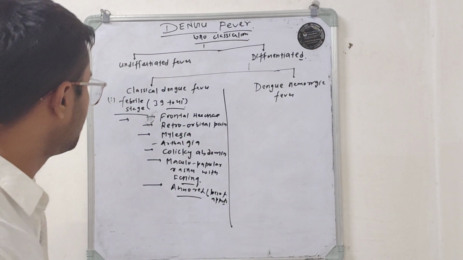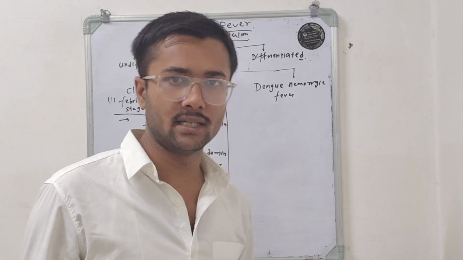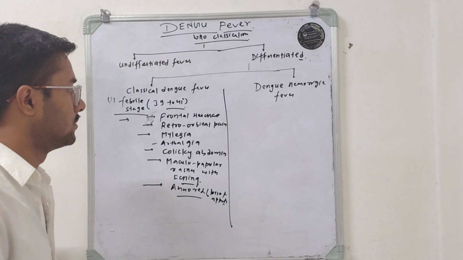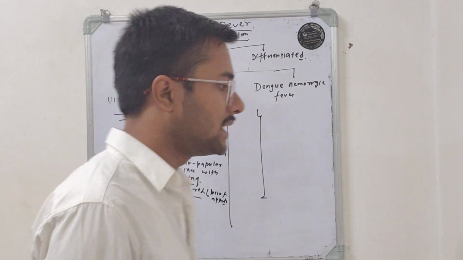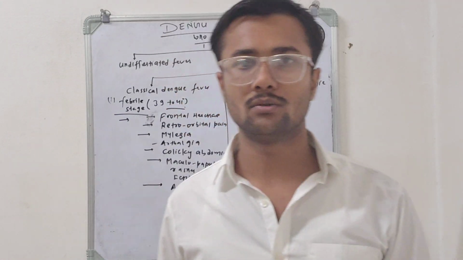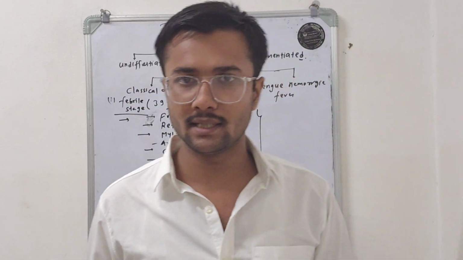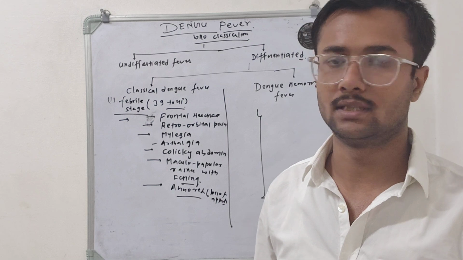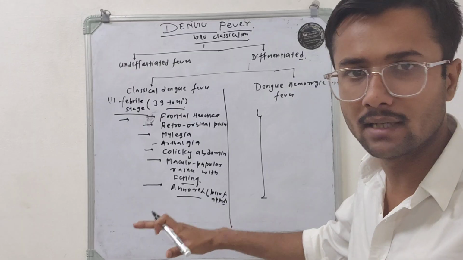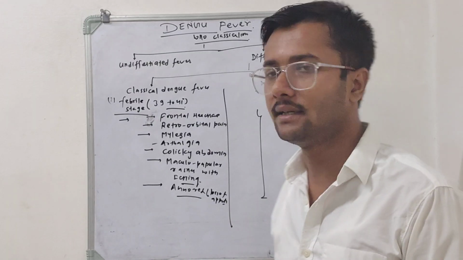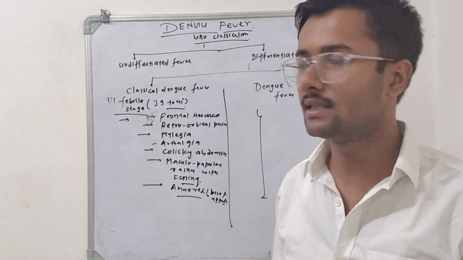So these are the common features that you see in the febrile stage in both classical dengue fever and dengue hemorrhagic fever. Now the question arises, how do we differentiate classical dengue fever from dengue hemorrhagic fever? We differentiate it in the critical phase, because in classical dengue fever there is no critical phase, while dengue hemorrhagic fever is associated with a critical phase.